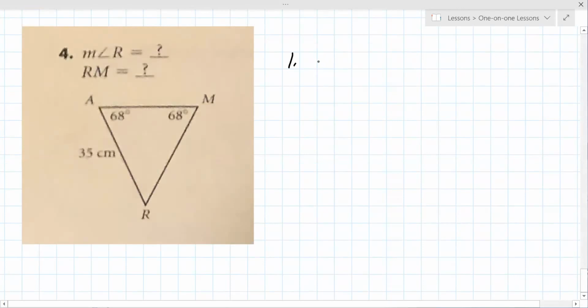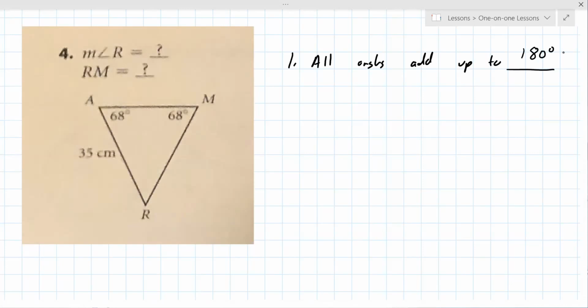Okay, so there's a couple of things we know about a triangle. One of the things we know is that all the angles add up to, this is like a fill in the blank. What do they add up to? 180 degrees.